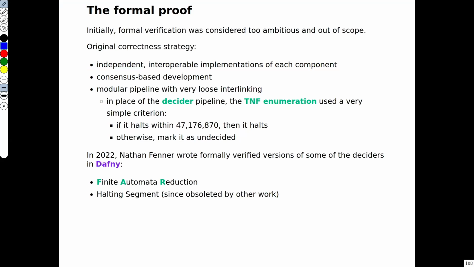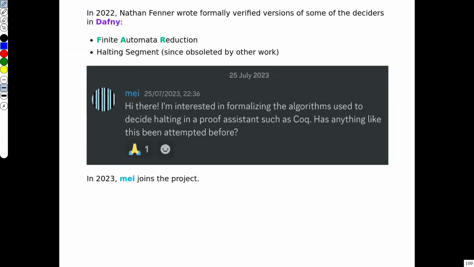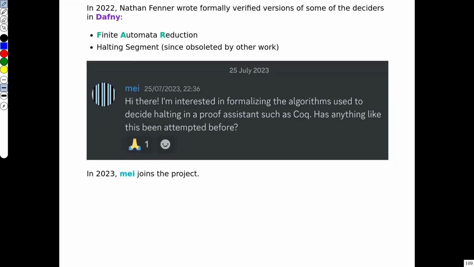But over time, we started making steps towards formal verification. In 2022, Nathan Fenner wrote formally verified versions of some of the deciders. He used Dafny, and then at some point I joined the project. Maybe a little bit about how I ended up there.